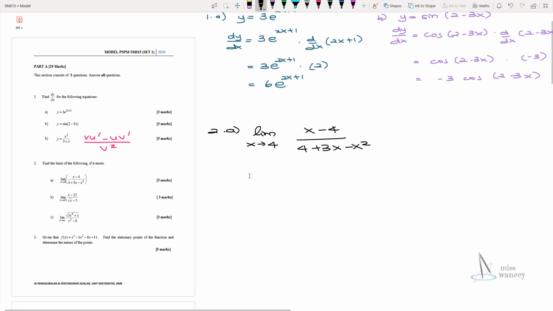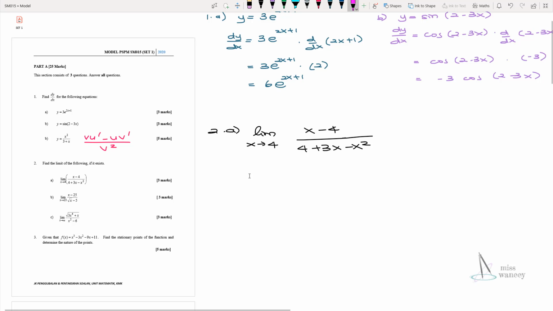Okay, so if we do see something with a limit, this is the first time, good. So this is the limit for x approaches 4 of x minus 4 over 4 plus 3x minus x squared. Try to substitute first. Apa-apa pun kalau kita jumpa limit, try to substitute first.